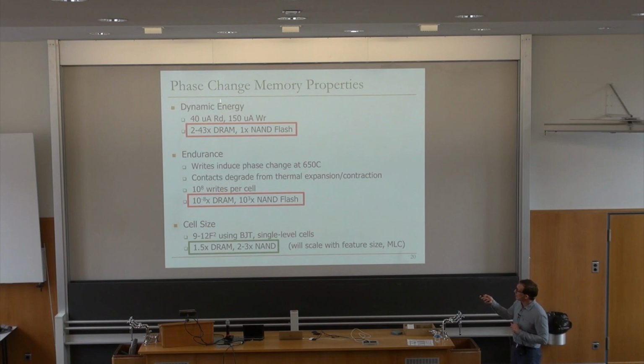Okay, so these are all downsides, right? But cell size is actually not bad. So basically, you can have a good cell size. Your density is higher than DRAM and much higher than NAND, and hopefully this will scale with feature size. That's the goal over here.